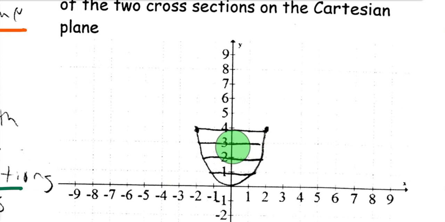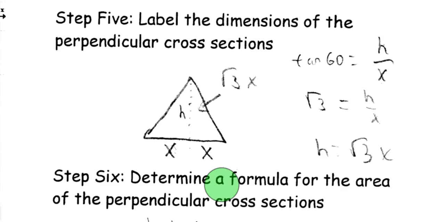So notice that our limits go from 0 to 4 this time for y. So our limits need to be in terms of y, our equation needs to be in terms of y, whereas before our limits went from -2 to 2 because they went this way, they were perpendicular to the x-axis. So everything has to be consistent as far as in terms of x and y. Step 5, label the dimensions of the perpendicular cross sections. So our cross sections that are popping out of the graph are going to look like this.